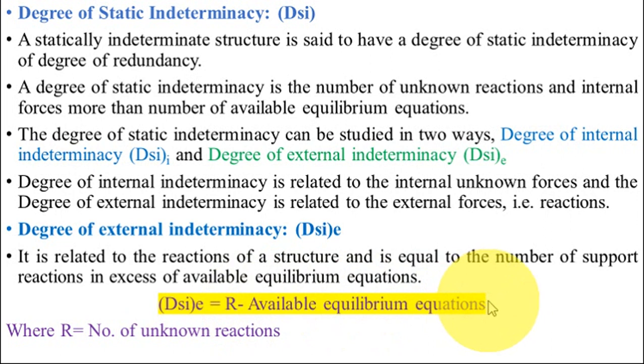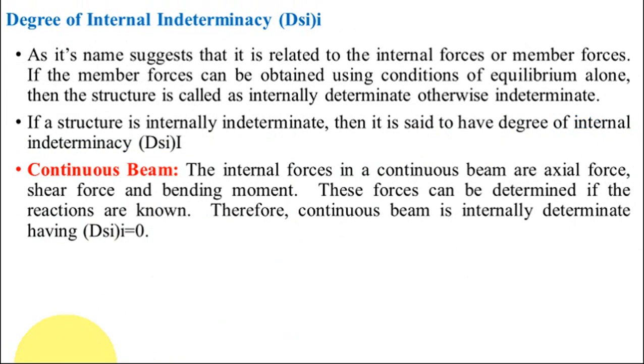We are using three equations of equilibrium, but in the case of a beam where an internal hinge is inserted, we can develop an additional equilibrium equation. So in the last video we discussed how to calculate degree of external indeterminacy for a structure. Now the second way of studying static indeterminacy is degree of internal indeterminacy. It is denoted by DSI with I as suffix.